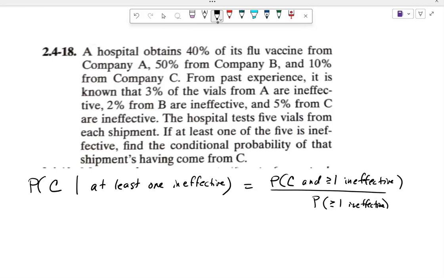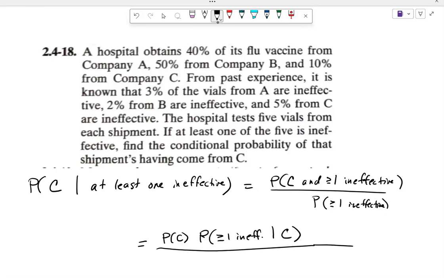All right. And so then this will be where we flip things around, right? On top, how can you rewrite the top as a different conditional? P of C times the probability of at least one ineffective given C. Good. That flips it around, right? And this, we can compute this, can't we? Because if we know it comes from C, we should be able to figure out the probability that there's one ineffective. Now the denominator we're going to have to split into pieces, right?